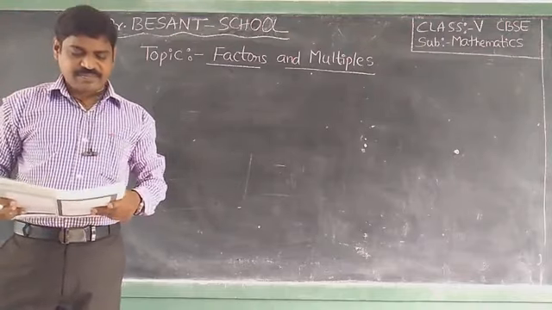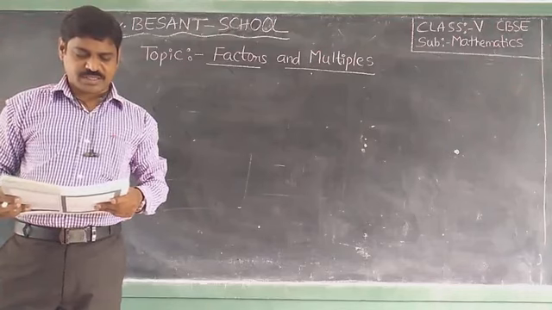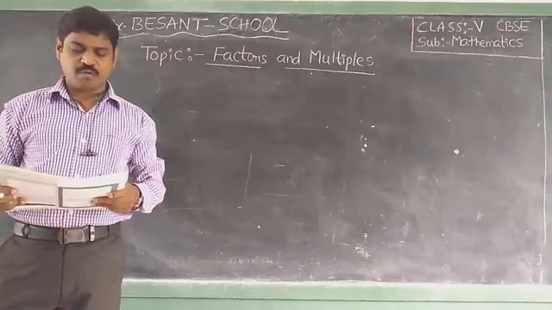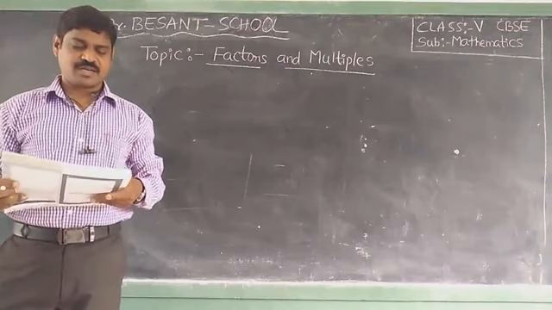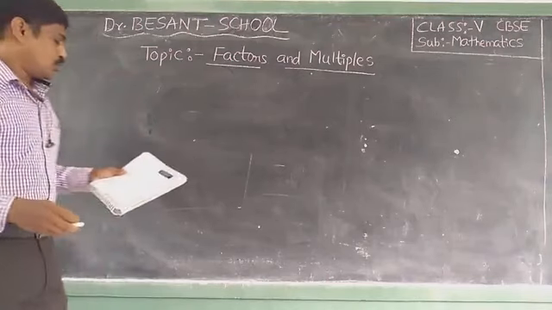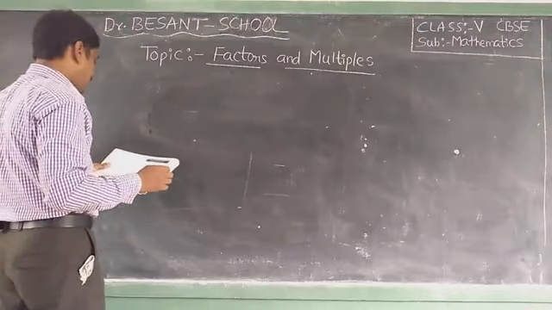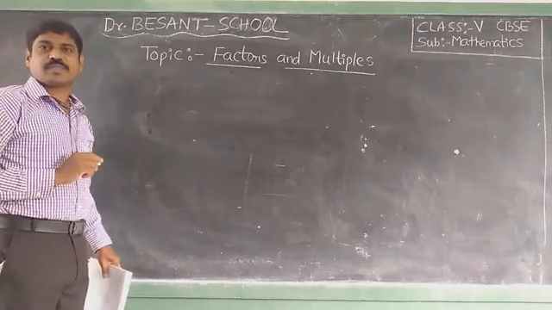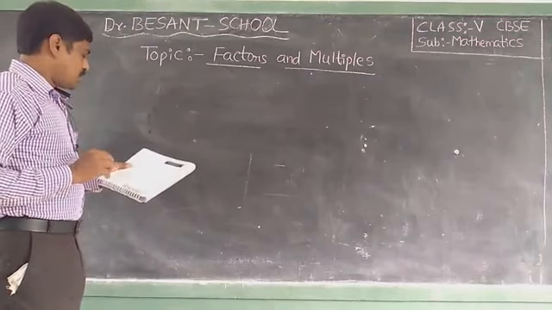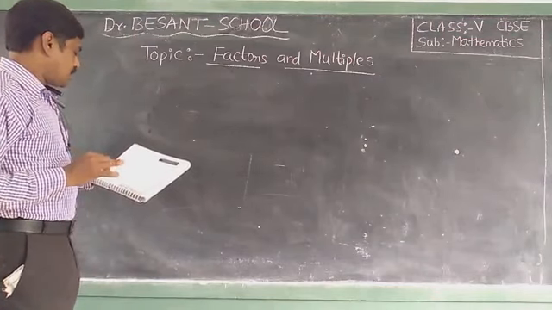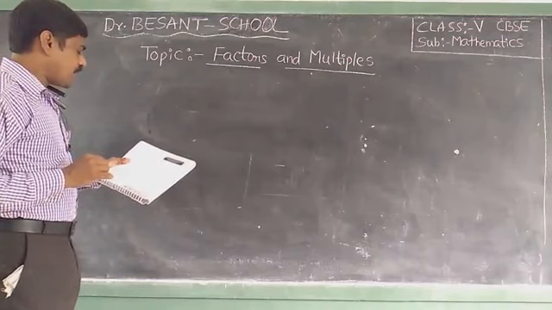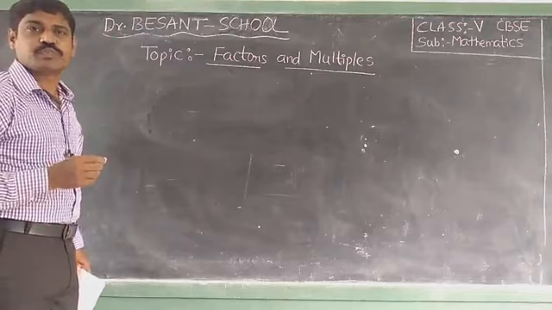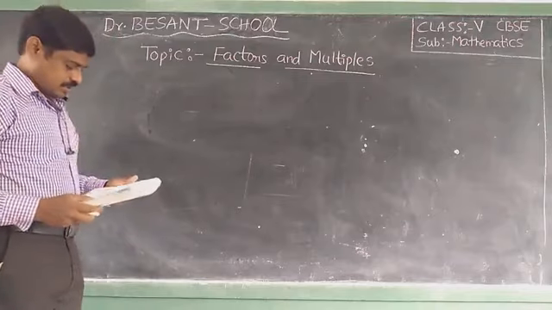Question time. Write whether the following are true or false. 1, 2, 8 and 16 are the only factors of 16. Only factors means it is false. 1 is a factor of all numbers. It is true. Okay. Next.